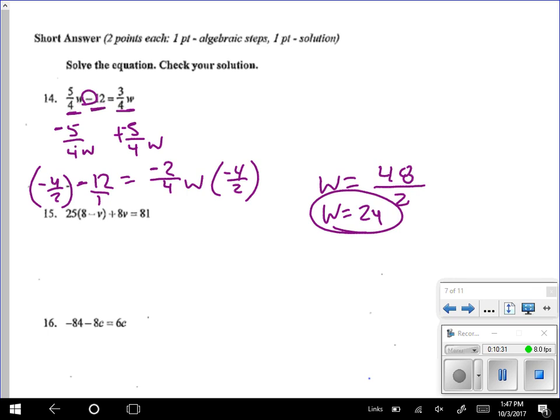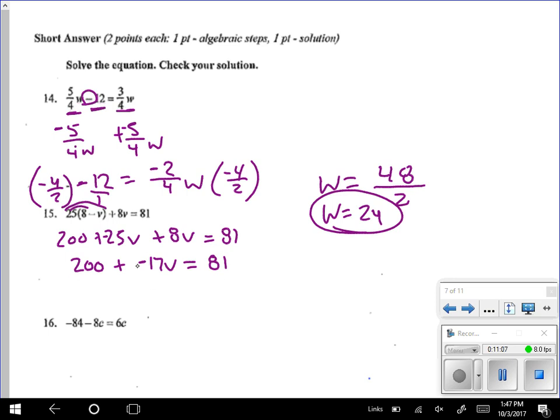Okay, if we look at 15, we need to use the distributive property. So 25 times 8, you can use a calculator. It's 200 minus 25V, so we got to take it into both pieces, plus 8V equals 81. So if you do keep, change, change, we have a negative 25V and 8V. Make sure we combine our like terms, so we have 200 plus negative 17V, if we subtract these two.